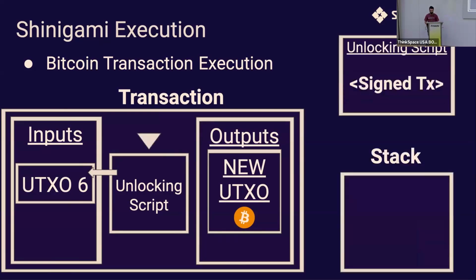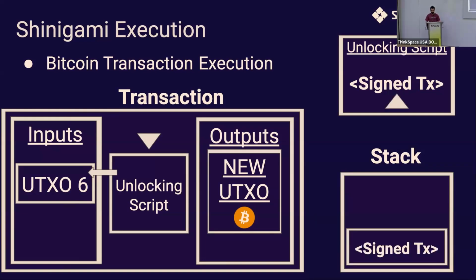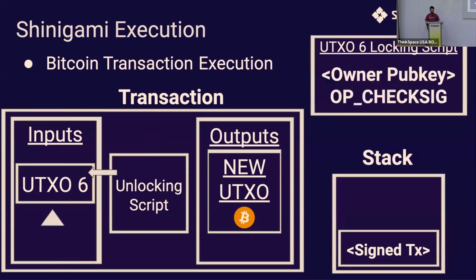So we start with the unlocking script, which executes first. The unlocking script for a simple pay to public key is just the signed transaction data. So it'll just push the signed transaction data to the stack, and then it's done with the unlocking script. And then UTXO6 will execute. We kind of went over what the script was there.